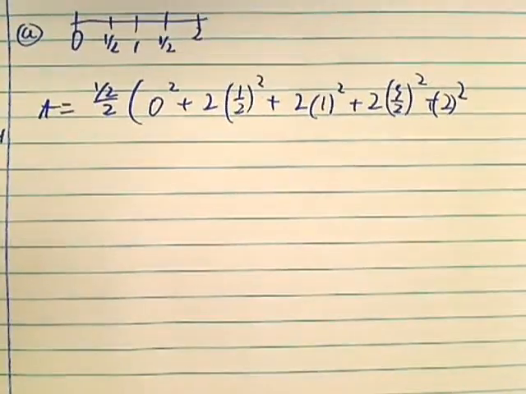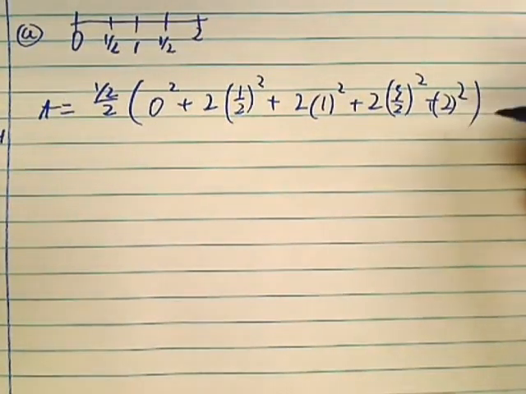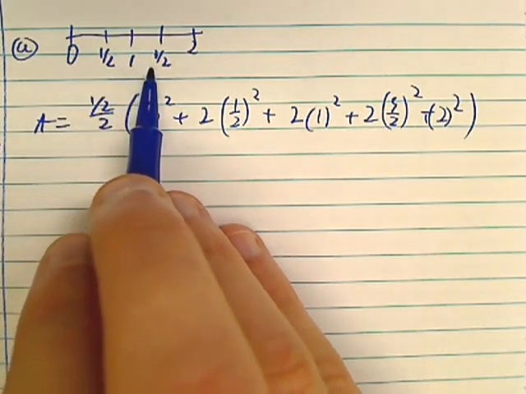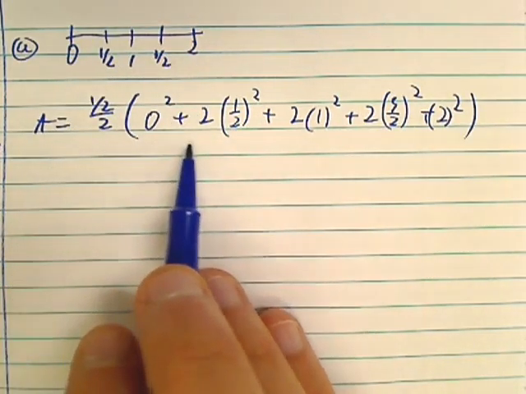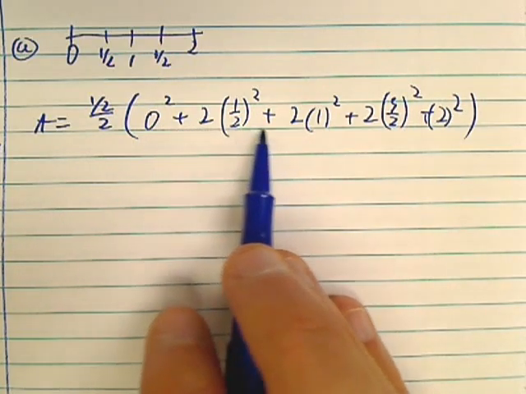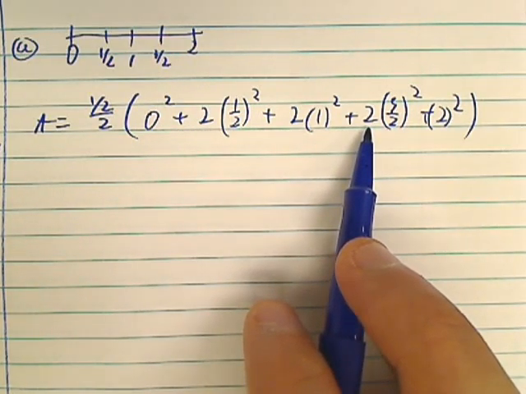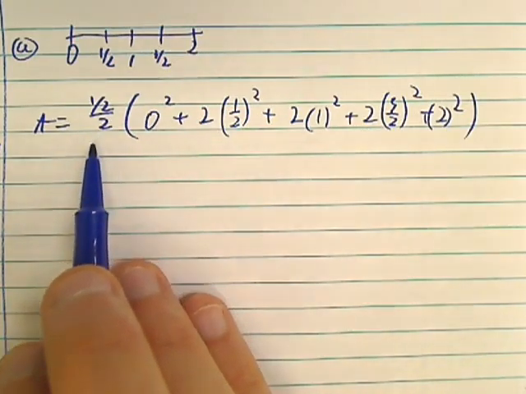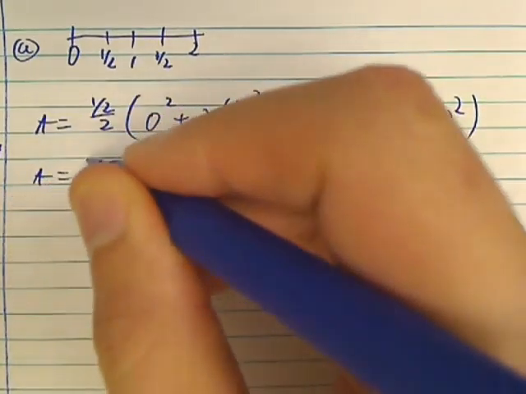Okay, so there's my trapezoidal rule. I plugged in 0, 1 half, 1, 3 halves, and 2 into my equation, and I multiplied 2 in front of all the ones in the middle. Okay, well, 1 half divided by 2, that's going to be a fourth out front.